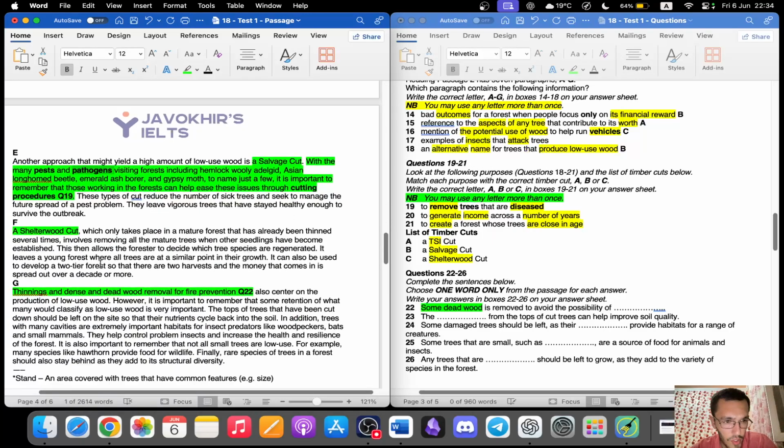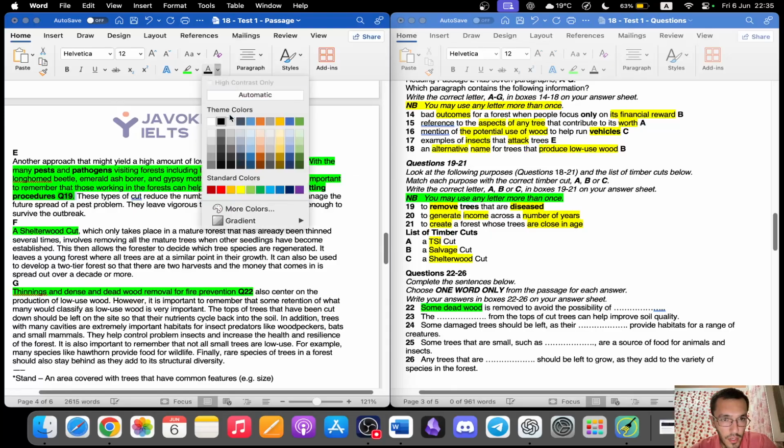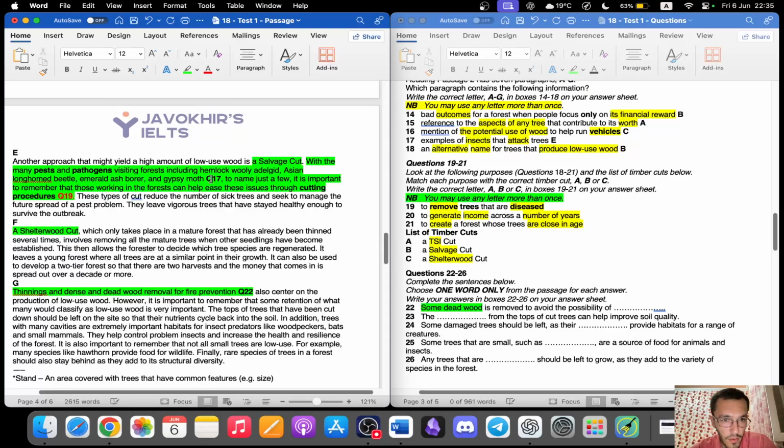So now, moreover, shelterwood cut, which only helps. Now, examples of insects. We forgot about the insects. So these are the names of insects: hemlock woolly adelgid, Asian long-horned beetle, and so on. These are the names. This is question number 17. Let me just remove the highlight so I can easily navigate. Can I just make sure that it is a red light so I can find it easily now?